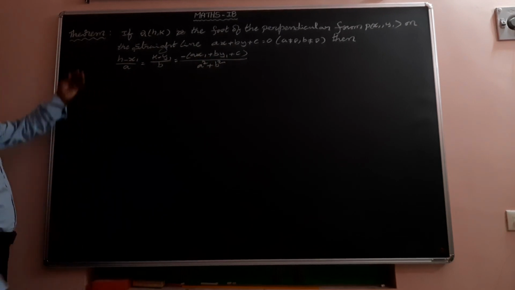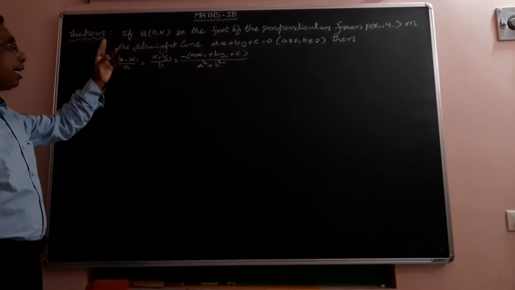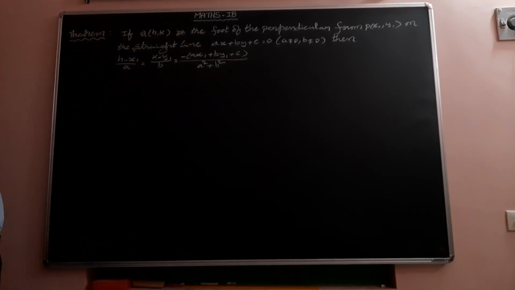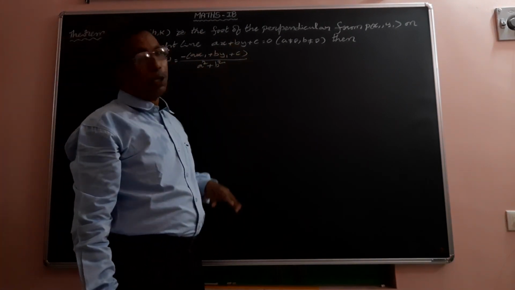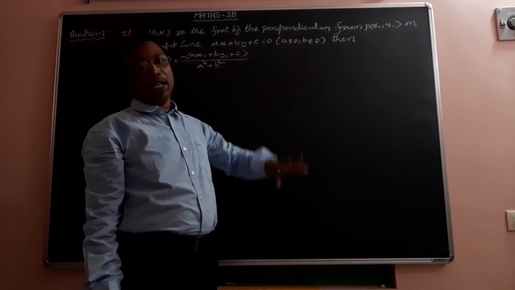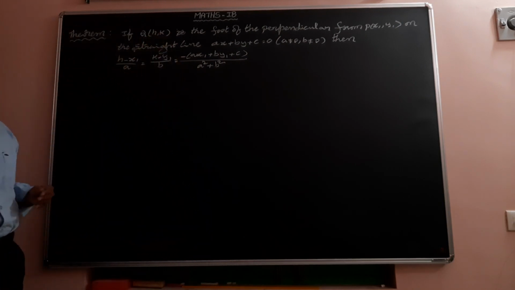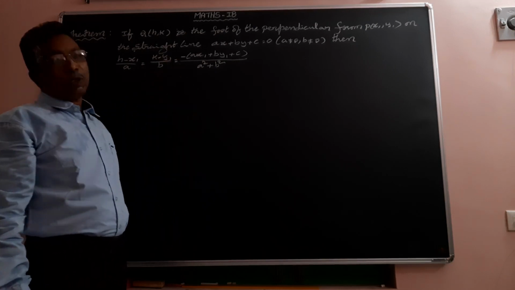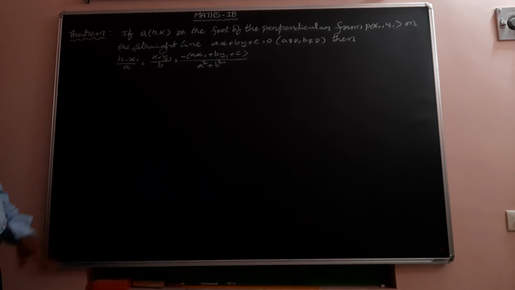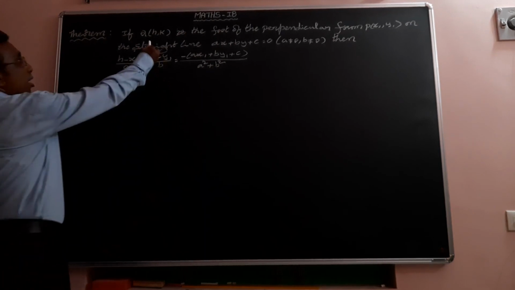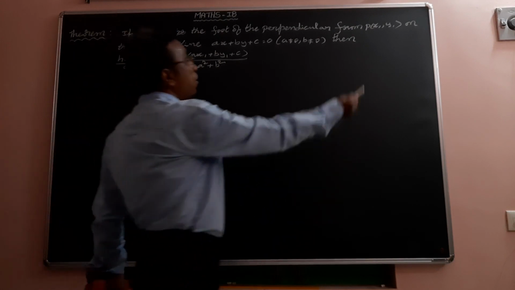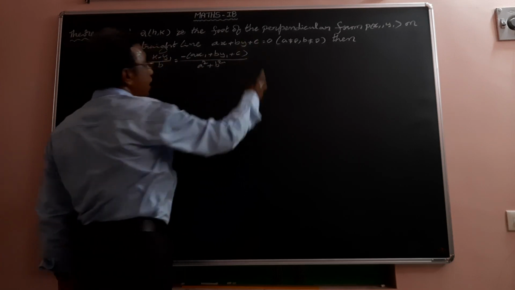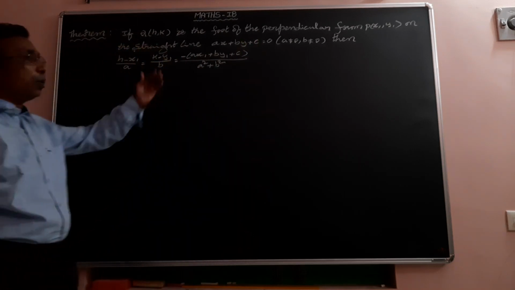This is the statement. If Q of h comma k is the foot of the perpendicular from P of x1 y1 on the straight line ax plus by plus c equal to 0, a not equal to 0, b not equal to 0, then h minus x1 by a equal to k minus y1 by b equal to minus of ax1 plus by1 plus c by a square plus b square. Now observe this one. Q of h comma k is the foot of the perpendicular from P of x1 y1 on the line. What is the line equation? Ax plus by plus c equal to 0.